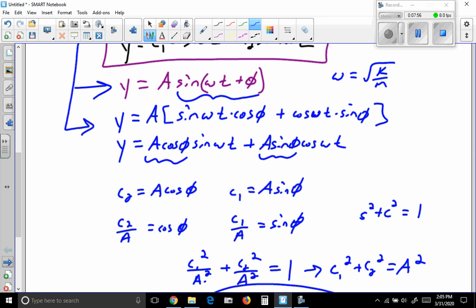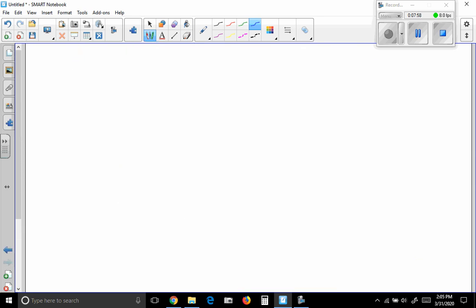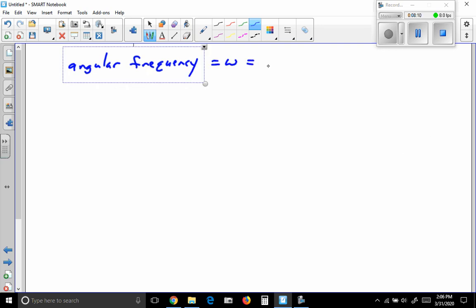So let's put all this together. The angular frequency is omega, and that's the square root of k over m.